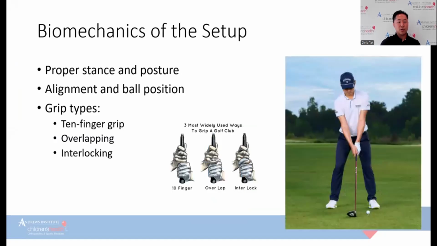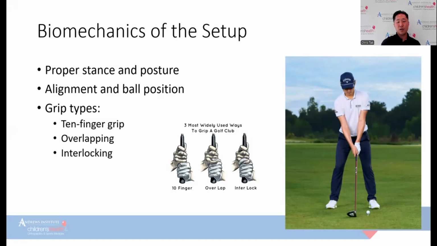Starting with the setup, proper stance and posture. Proper stance and posture means feet shoulder width apart, knees slightly bent, the spine tilted from the hips, and arms hanging down naturally. And of course, the proper setup is the foundation to a good swing. If you start with an awful setup, then your sequence will be all wrong from the start.